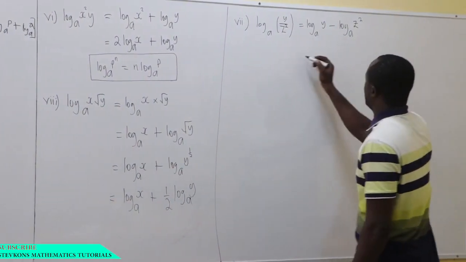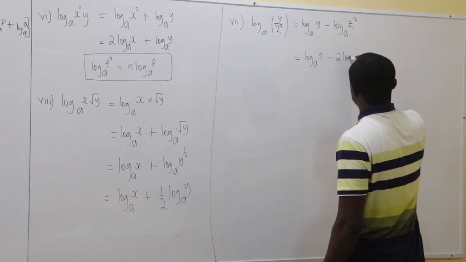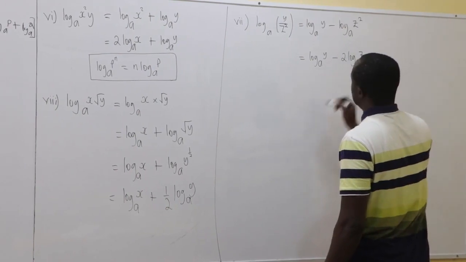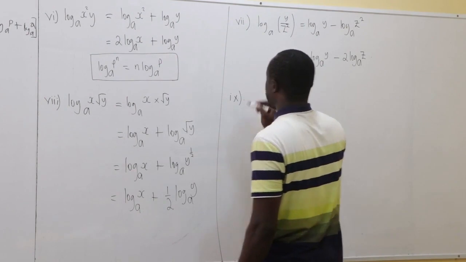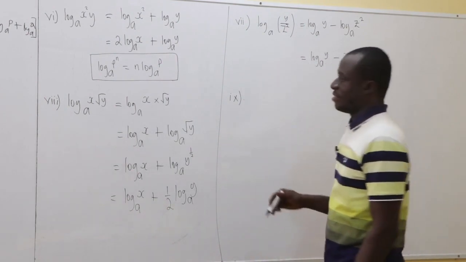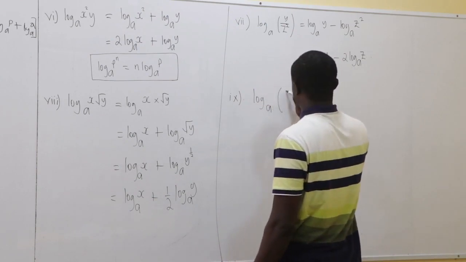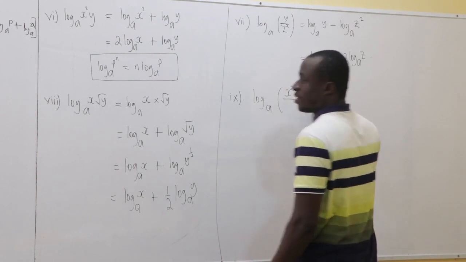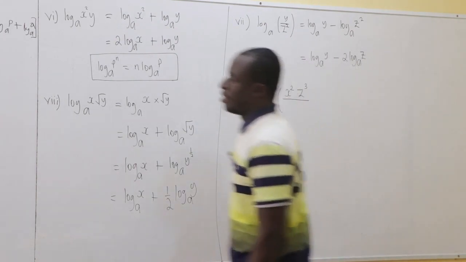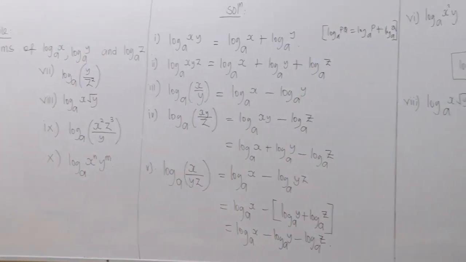And applying the third law here, this is the same as log a y minus 2 log a z. Now we've done the eighth one; the ninth one is IX. With IX we have log a of x squared z to the power 3 all over y.